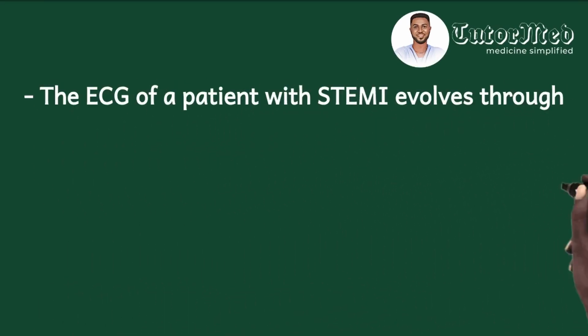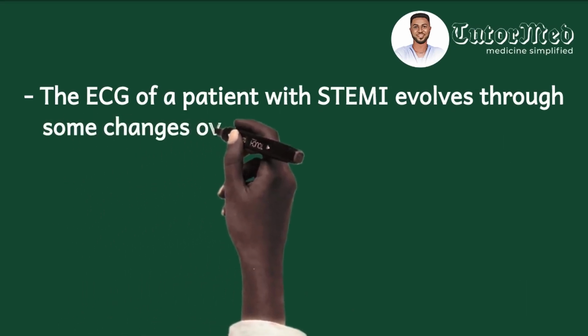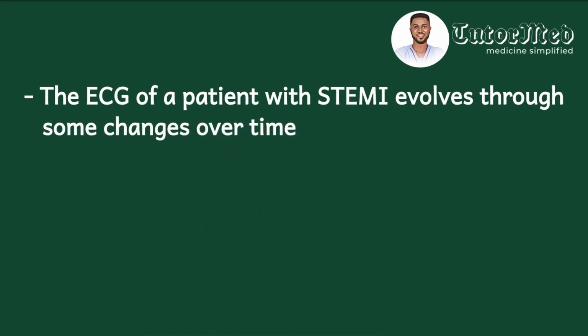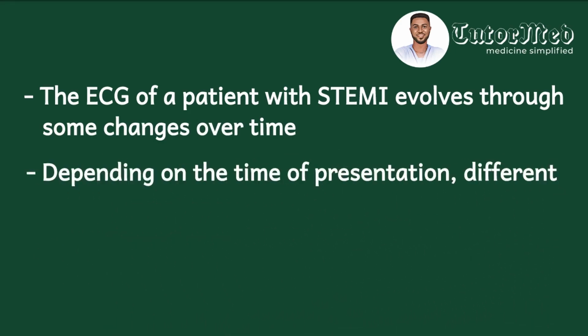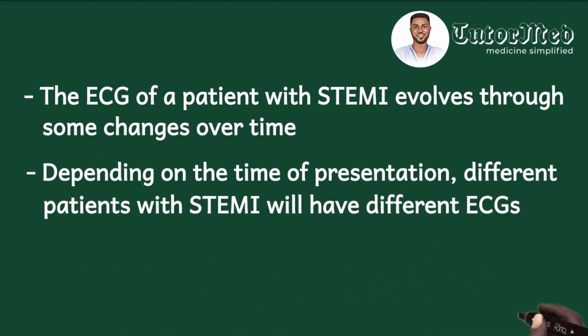It is important for the clinician or the nurse practitioner to understand that the ECG of a patient with STEMI evolves through some changes over time. And this is important because depending on the time of presentation relative to the onset of the symptom, different patients with STEMI will have different ECGs. For example, if patient A comes earlier after the chest pain, he may record some ECG changes which might be different from patient B who presents maybe 4 days later.